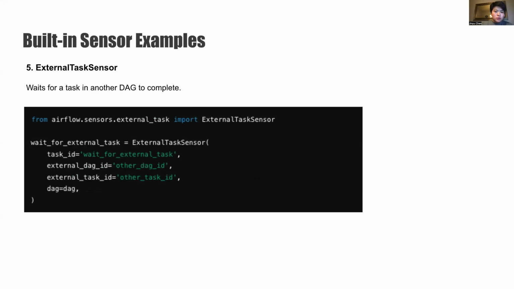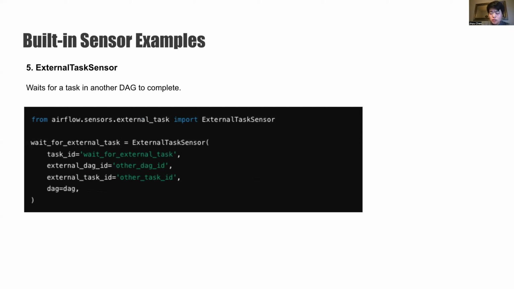Okay, so it's a different concept. All right, the external task sensor. It waits for a task in another DAG to complete. This one is actually very useful. In this example, we provide the external DAG ID, and also the external task ID.